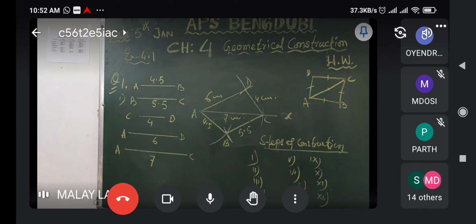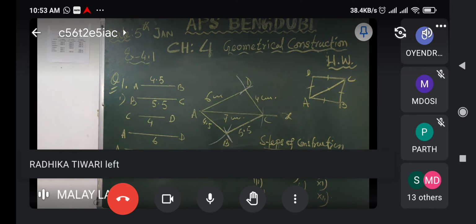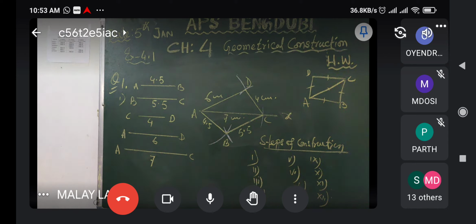First, draw a line segment which is greater than the given line segment. Then take the measure of AC, place at A, cut it. Taking the measure of AB, place at A, draw an arc. Taking the measure of BC, place at C, cut the arc. Join AB and BC. Half portion is over. Now take the measure of AD, place at A, draw an arc. Take the measure of CD, place at C, cut the arc. Join AD and DC. Hence ABCD is the required quadrilateral.